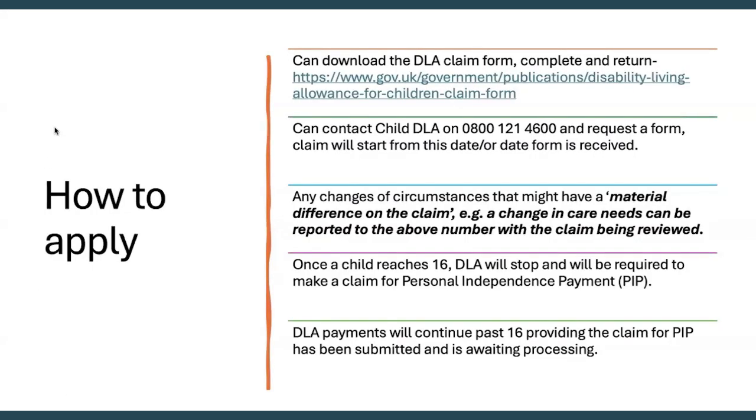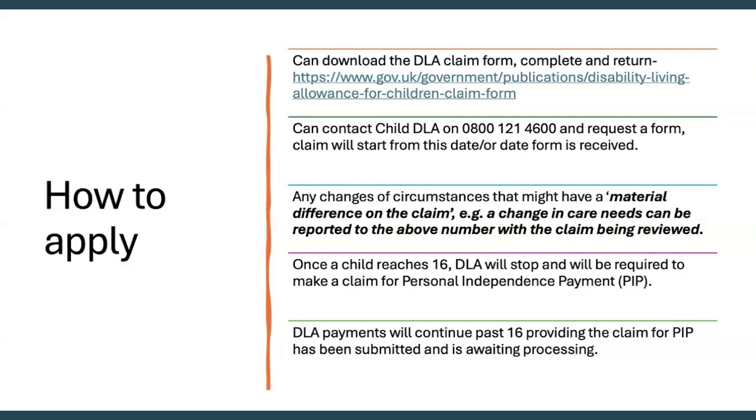So how to apply for disability living allowance? Forms are available on the DLA website there. Similarly in Scotland, if you were to just have a quick Google of child disability payment, forms are easily downloadable, and you can complete it online or print it off and complete it by hand. And then there'll be a number on the child disability payment to request a form as well. Child DLA forms can be requested on the number there.